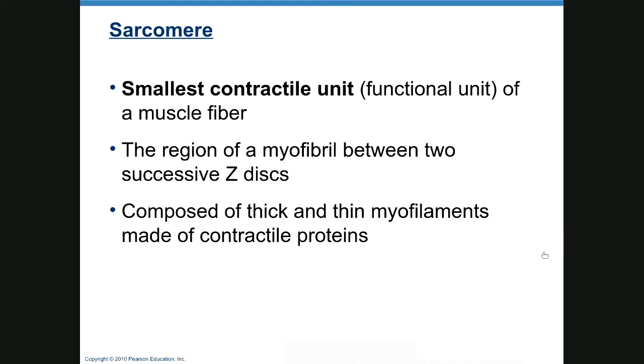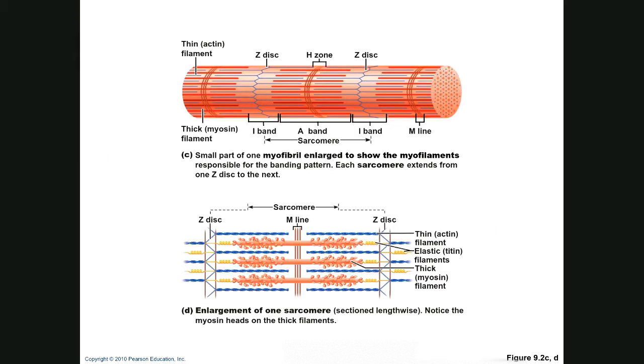A sarcomere is the smallest functional unit of a muscle fiber. It's the region between two Z discs. It's composed of thin and thick myofilaments made of contractile proteins called actin and myosin. So you see your thin myofilament is your actin, and it's represented by this blue here. Your thick filament, your myosin, is represented by this red here.